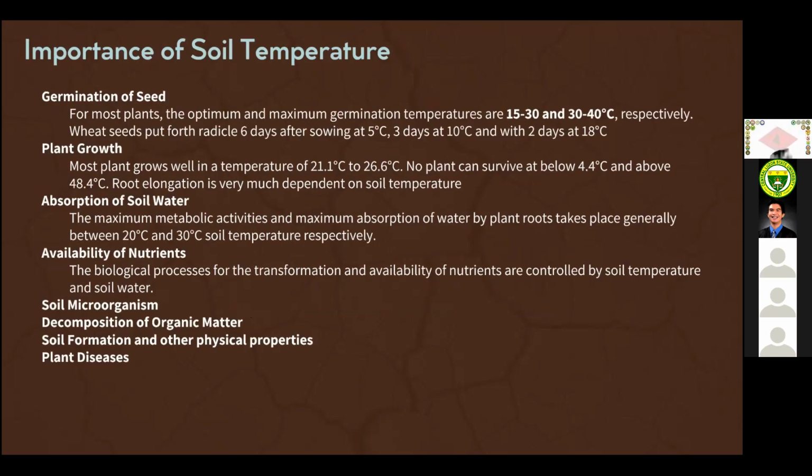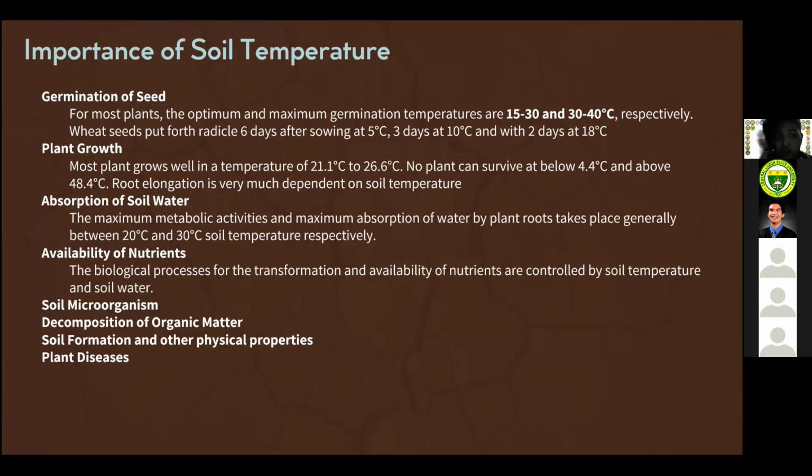So importance of soil temperature. So germination of seed. For most plants, the optimum and maximum germination temperatures are actually 15 to 30 and 30 to 40 degrees Celsius respectively. So I think that can also be explained in your crop science, how temperature affects the germination of seeds. Seeds put forth radicle 6 days after sowing at 5 degrees centigrade, 3 days at 10 degrees centigrade, and 2 days at 18 degrees centigrade.